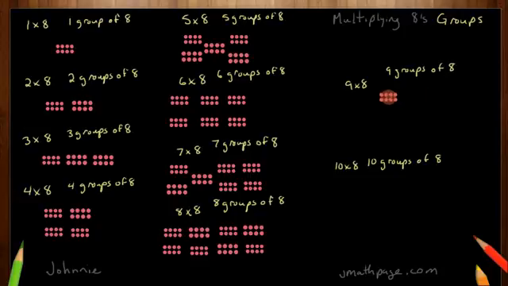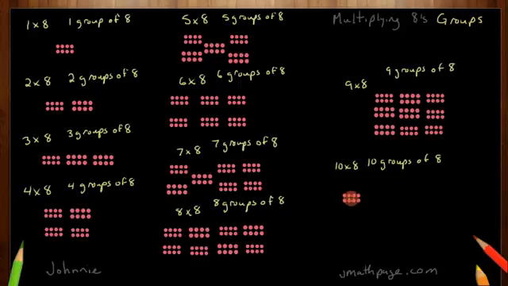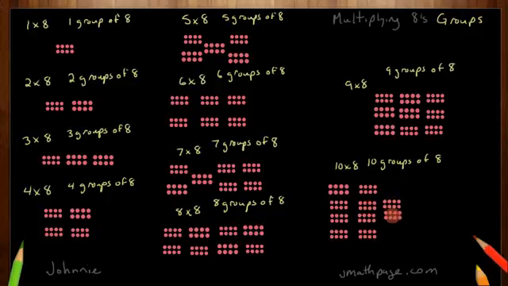And what about 9 groups of 8? Okay, 1, 2, 3. Fix that one too. 3, 4, 5, 6, 7, 8, and 9. And 10 groups of 8. 1, 2, 3, 4, 5, 6, 7, 8, 9, and 10. Okay. Now we have all of our groups.